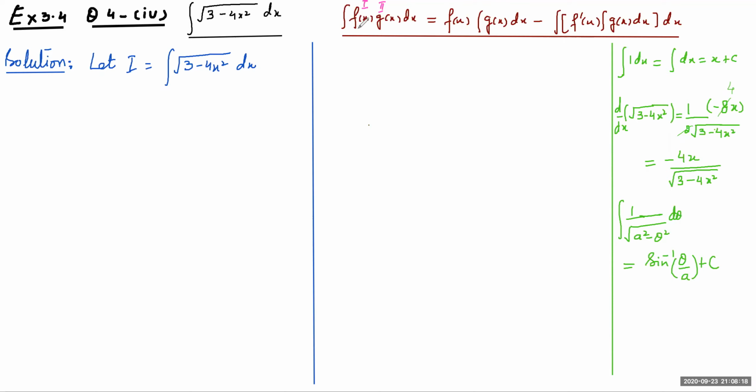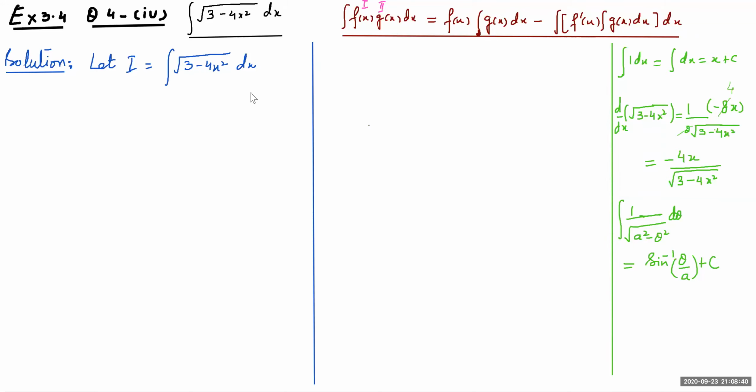The formula for integration by parts: integral of f of x times g of x dx equals, considering f as the first function and g as the second function, first function constant, integral of second, minus integral of derivative of first function into the same integral, and then we close the bracket and then we have dx.